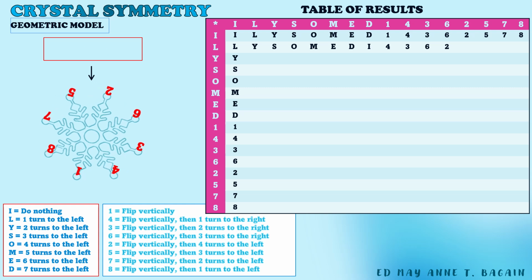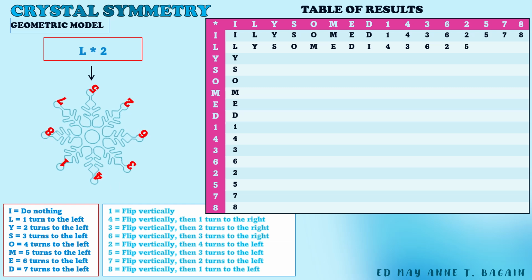Okay, so 4 turns to the left. So it would be 5. As we can see, 4, and then if 4 is here and then we turned it to the left, we will be having 1, 2, 3, and then 4. That's why we have here the 5. Because if we turn it 4 turns to the left, 5 will be the answer, and we are looking at the 4.